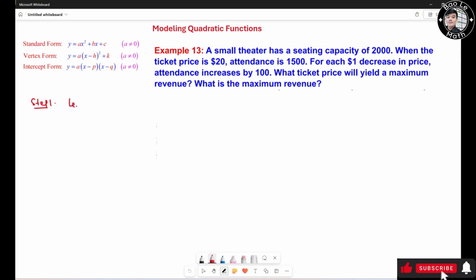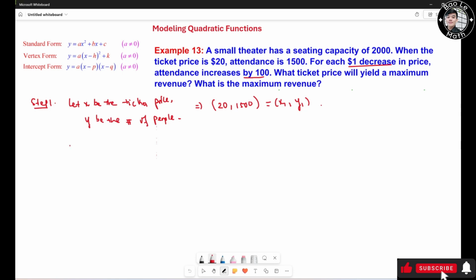Alright, so let S be the ticket price and Y be the number of people. So you have the first ordered pair. It's going to be 20, 1,500, and I call this S1, Y1, right? Now next one, for each $1 decrease in price, attendance increases by 100, right?